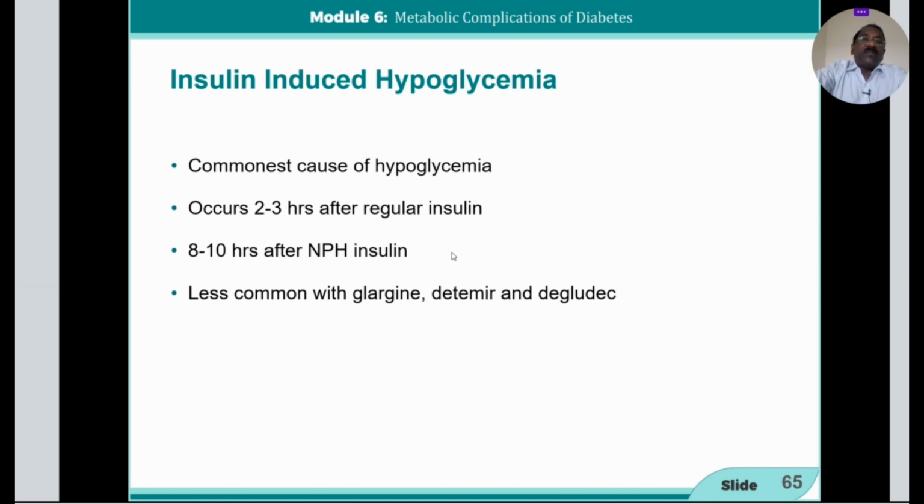Usually we give the NPH insulin, that is your insulatard, at 8 p.m. So after 8 hours, at 4 a.m., they get hypoglycemia because of the peak in action. Suppose you give glargine at 8 p.m., they don't get hypoglycemia at 4 a.m.